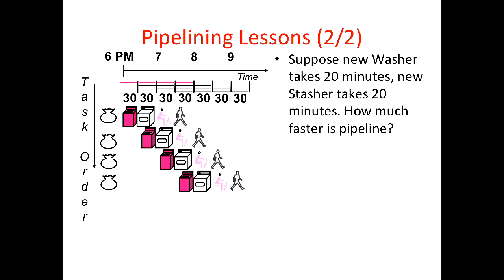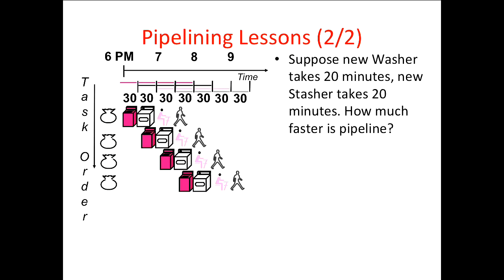Another thing with pipelining that's kind of awkward is it doesn't really help just to speed up one part of the process. Okay, so say I get a new washer that takes only 20 minutes, and I get somebody who's much better at stashing clothes, and they only take 20 minutes. How much faster does the pipeline get? Runs at the same speed, right? Because I'm still waiting on the dryer, and I'm still waiting on the folder.